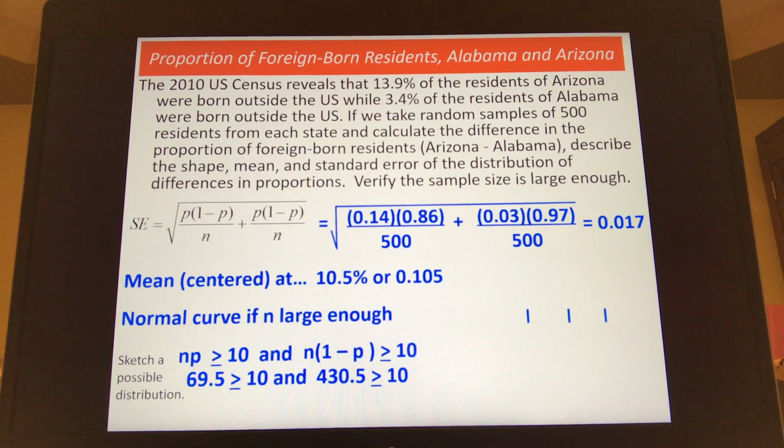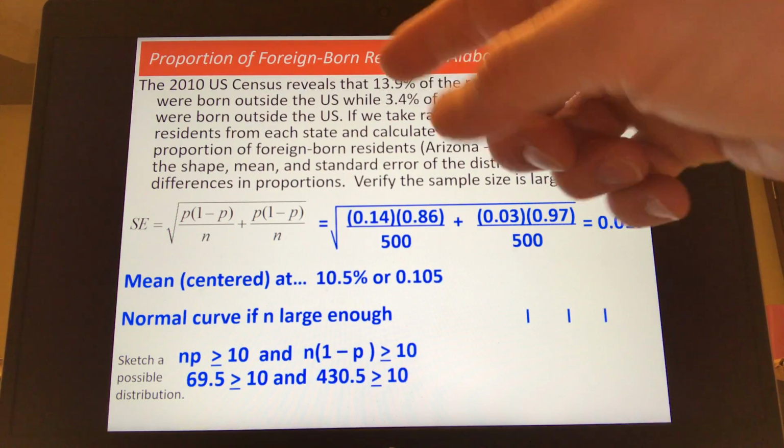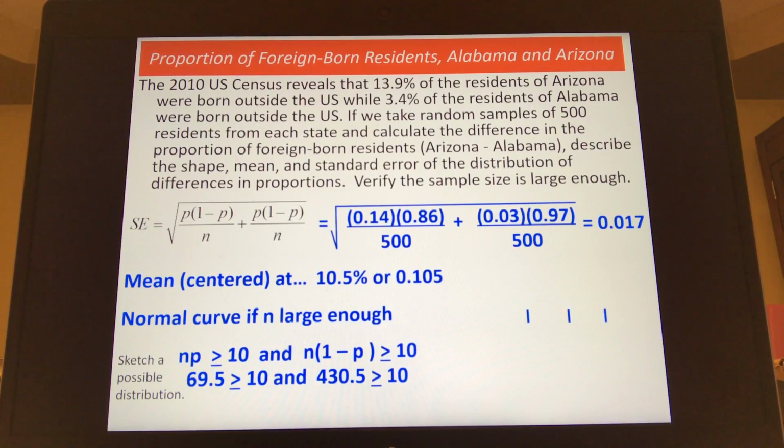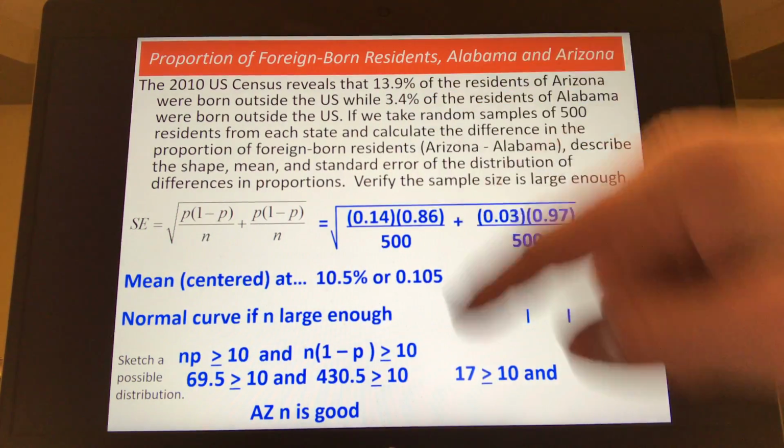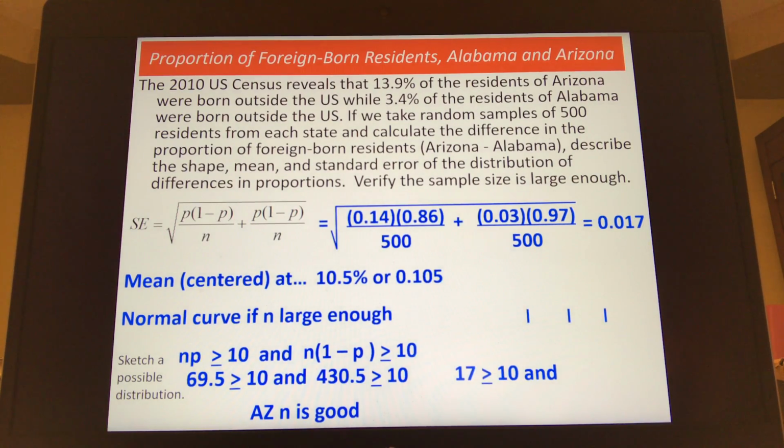Essentially what we're checking is, do we have at least 10 people in each category as we break it all down. If I did this in a two-way table, every cell in the table would have to have at least 10 people. So there's around 70 here and around 430. We're totally good on the sample size. From Arizona, check the same exact thing. For Alabama, we get pretty small here because of this small percentage. There are only 17 people from Alabama, but that's greater than or equal to 10, so we're good. We're not worried about the sample size being too small. So both of these met the criterion, and the difference should be normally distributed.